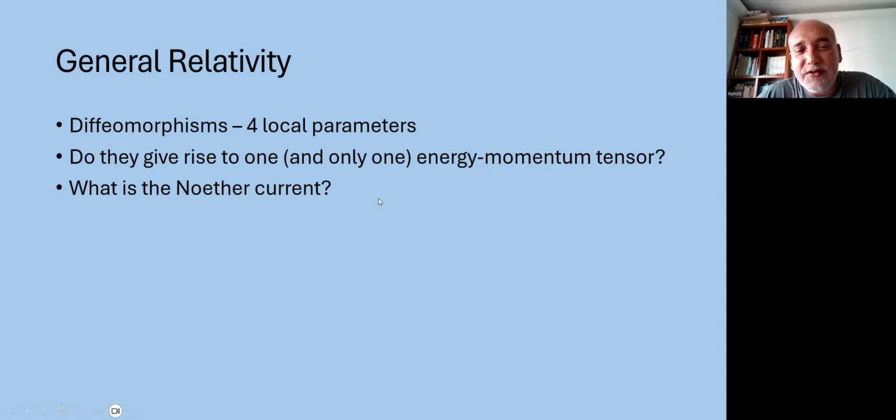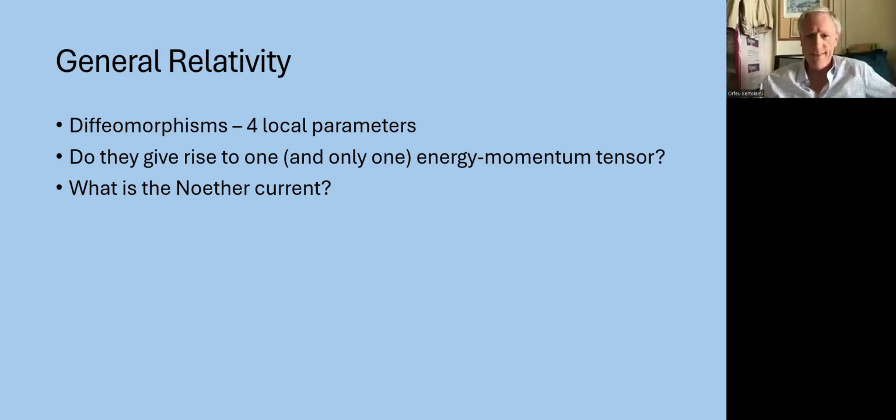And what is the Noether current that you get if you apply Noether's theorem to diffeomorphism? This is one thing on which there is a lot of confusion in the literature. I don't know if anyone dares answer this question. Can I try?